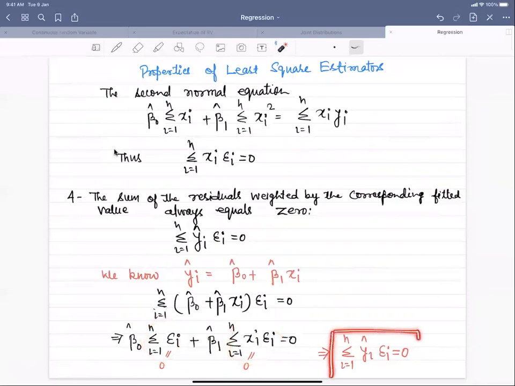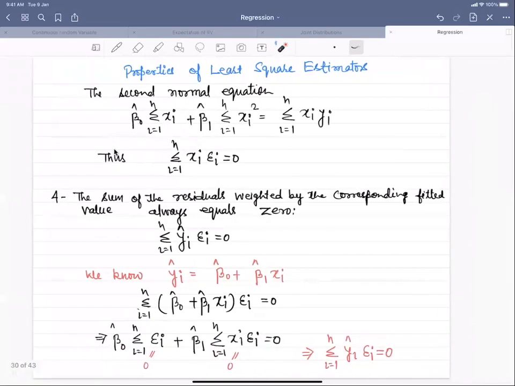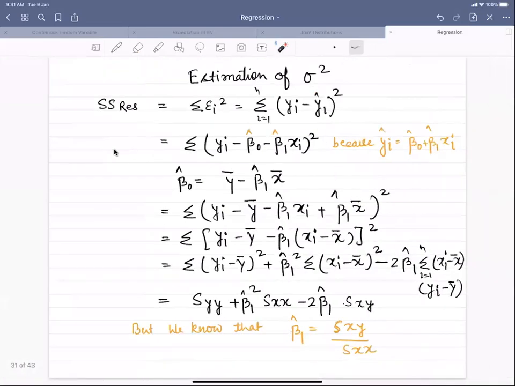That means summation over i = 1 to n of ŷ ε_i should also be equal to 0. So these were some interesting properties of these least square estimators.